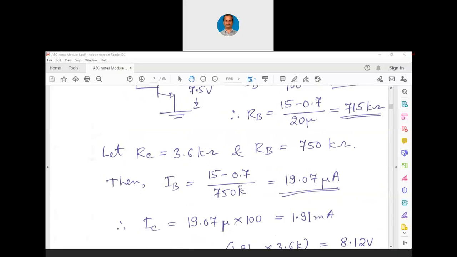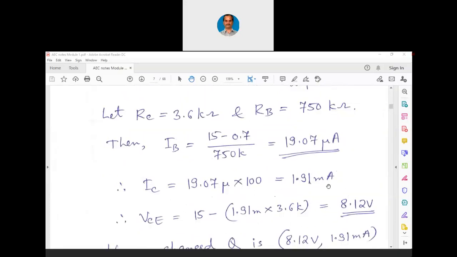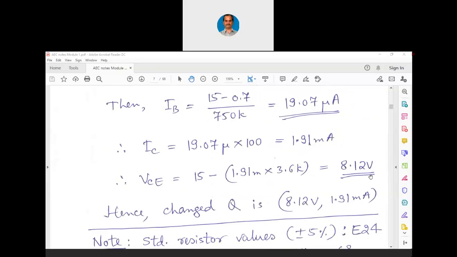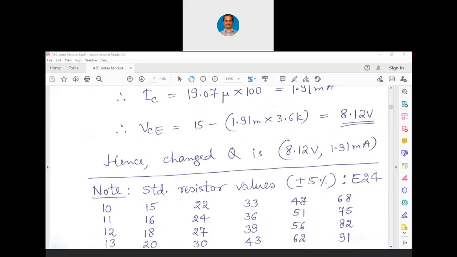Here, 15 minus 0.7 with the standard value 750K, we will get 19.07 microamperes. Collector current changes to 1.91 milliampere. VC now changes to 8.12 volts. What we wanted was 7.5 volts, and now it is 8.12 volts. There is a slight change of around 0.6 volts. It does not matter much. So the changed quiescent point is now 8.12 volts and 1.91 milliampere. This is the final value. We can standardize on these values. We will not deviate much from the accurate quiescent point. That is the point here.